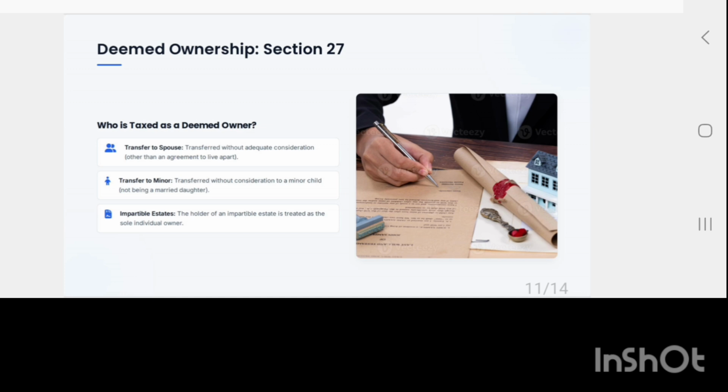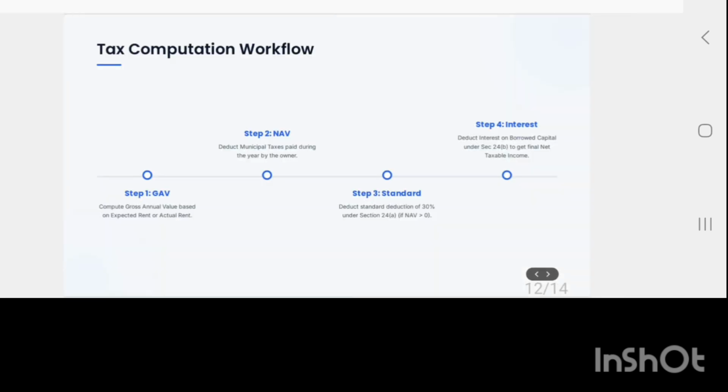In section 27, there is a term deemed ownership, which covers a transfer without adequate consideration or a transfer from a minor without any consideration. So the computation workflow is: first, find the GAV, that is the gross annual value. Next, find the net annual value by deducting the municipal taxes paid during the year by the owner. The third step is to deduct the standard deduction of 30% under section 24A. The fourth step is to deduct interest on borrowed capital under section 24B to get the final net taxable income.